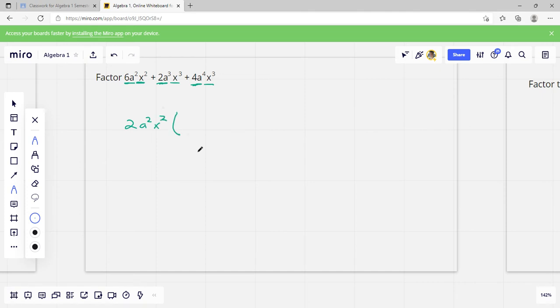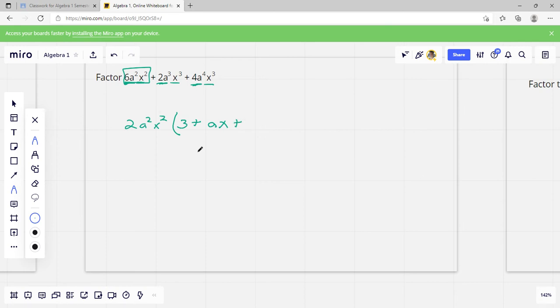Now I just have to see what's left. So in this first factor, how many times will 2 go into 6? It goes 3 times. We use 2 of those a's and 2 of those x's, so those are all used up. 2 goes into 1 time, so we don't have to write that. We have a squared, and that's a to the third, so there's going to be an a left. And x squared, x to the third, there'll be an x left.